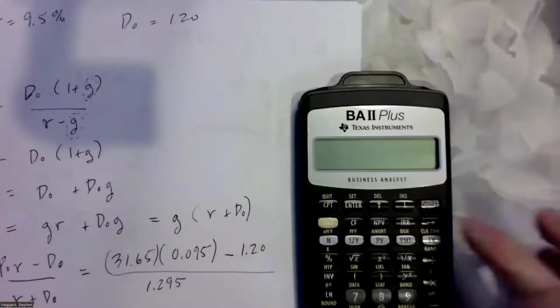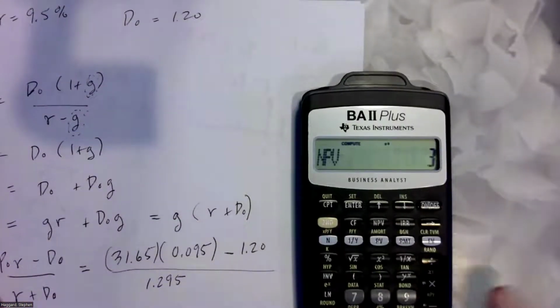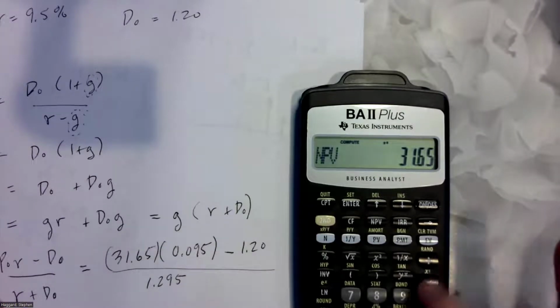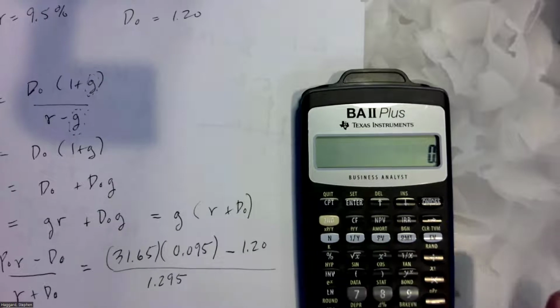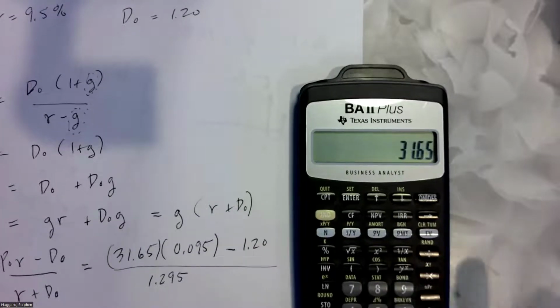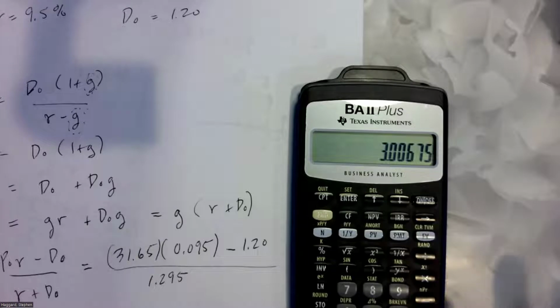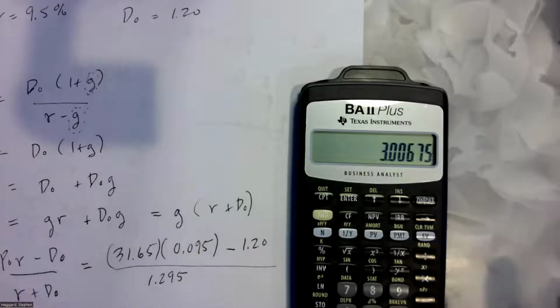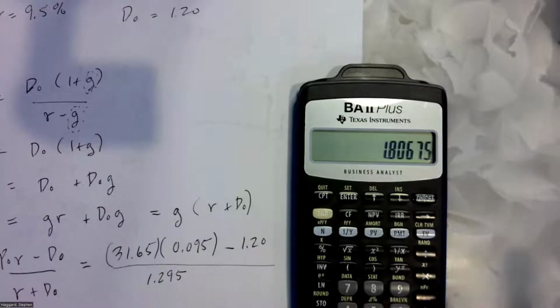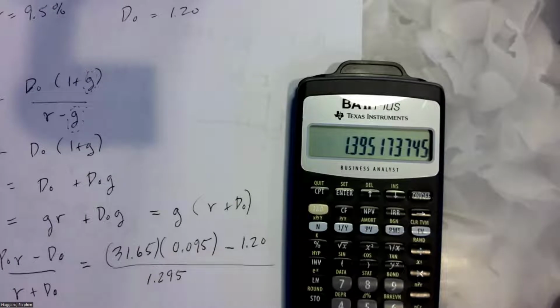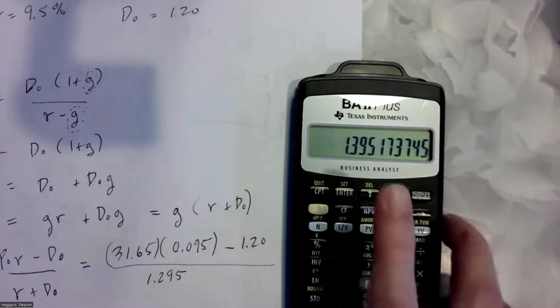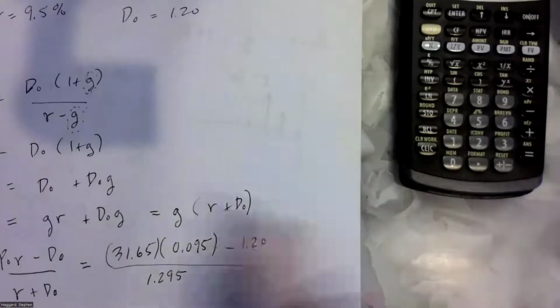Okay, so here we go with the calculator. 31.65 times 0.095 equals, I've got 3.00675, minus 1.2 equals, divided by 1.295 equals. I've messed something up here. I have definitely messed something up here. Let's go back and look through.